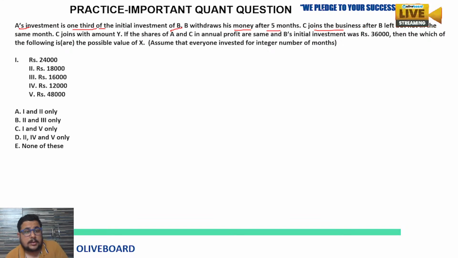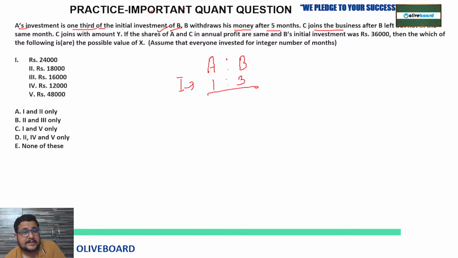Okay. Now let's focus on the question. A's investment is 1/3 of the initial investment of B. So if we talk about the investment of A and B, this is going to be 1:3, because A's investment is 1/3 of the investment of B.